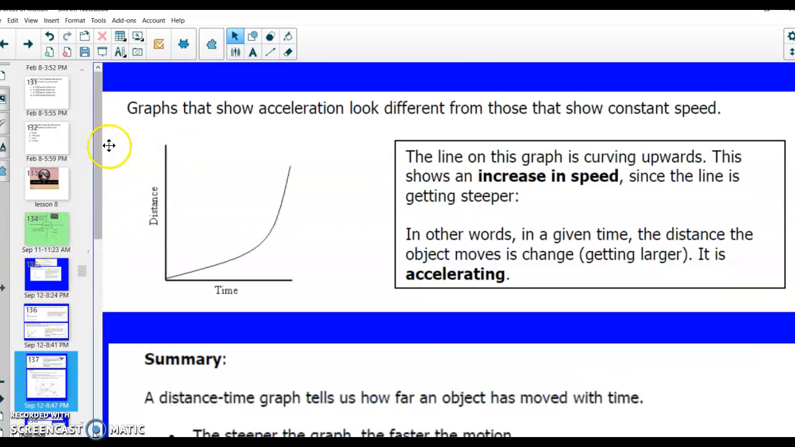And then we have graphs that show acceleration, which look like this. So it's just putting along kind of slow. It's not getting all that far away from the origin, but time is passing. And then all of a sudden it speeds up and it goes up really quick. That is a sign of acceleration right there.